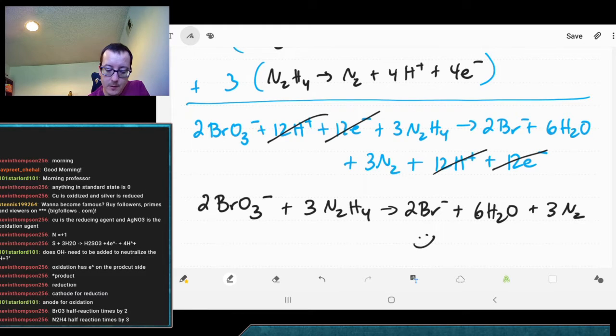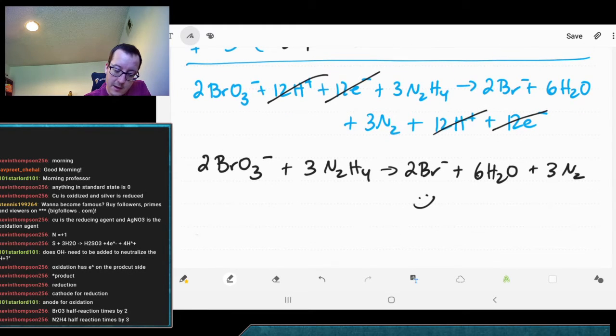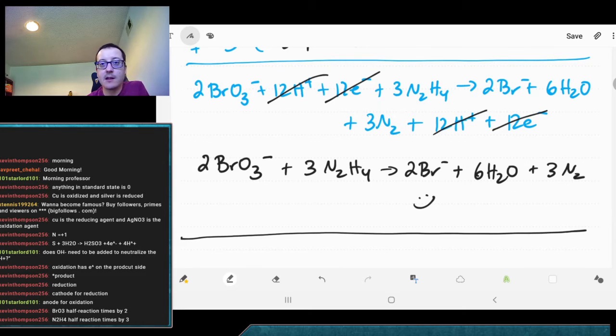All right. Let's take a look at one in basic solution and see that it's really not that different, I suppose. There are a couple of ways to go about it. I think the easiest one is to just first balance it in acidic and then cancel out the H pluses. Let's take a look at an example.